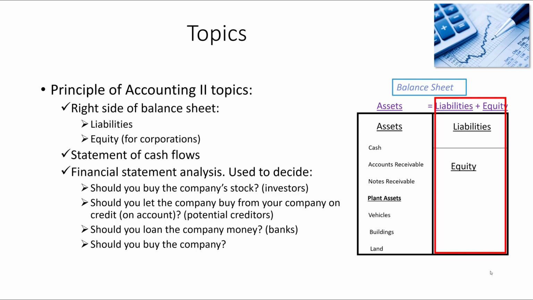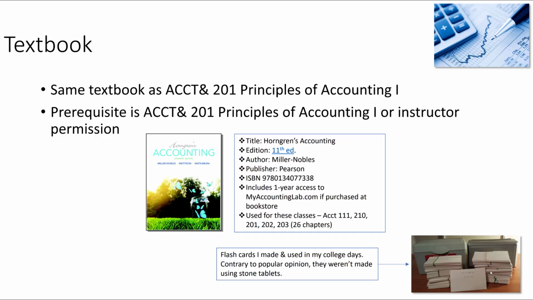Let's talk about the textbook next. We'll be using the same textbook we use for Principles of Accounting 1. This book is also used for Principles of Accounting 3 and Intro to Accounting 1 and 2. We'll also be using myaccountinglab.com for homework and tests. More on that later, but if you buy the book new from the college's bookstore, you get 12 months of access to myaccountinglab.com. Of course, if you had Principles of Accounting 1 with us at this college, you won't need to buy another book. You just continue to use the same book and the same myaccountinglab.com access. And obviously, since this is Principles of Accounting 2, the prerequisite is Principles of Accounting 1 or instructor permission.